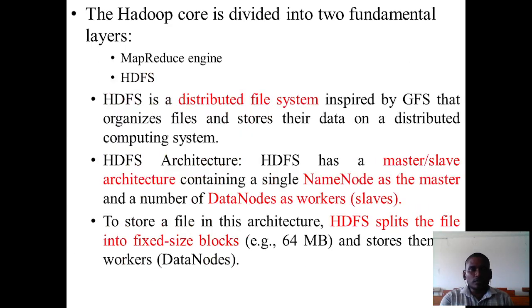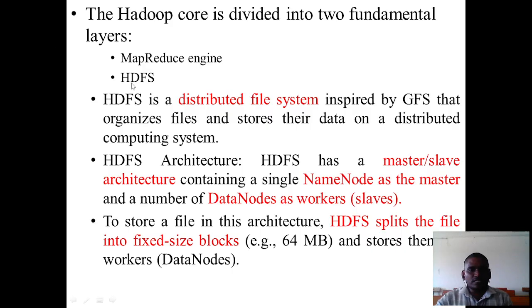Another one, the Hadoop core is divided into two fundamental layers. One is the MapReduce engine, and the other is HDFS. Okay, so those are the two layers. Hadoop is a distributed file system that stores and processes large amounts of data. A very huge amount of data will be stored and processed in Hadoop.